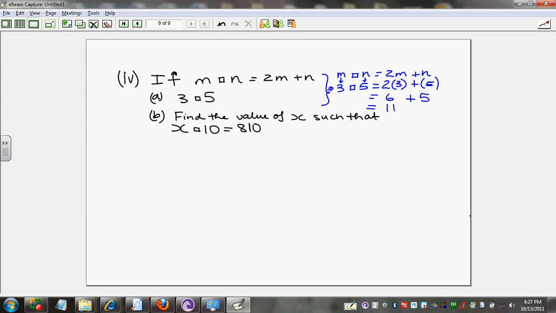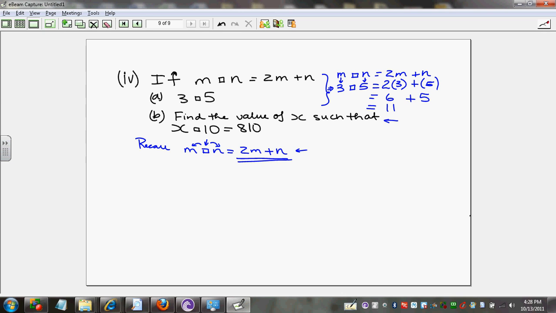In this one now that we're going to look at, it says find the value of x such that x box 10 is 810. Now, if we recall that, again, m box n is equal to 2m plus n, all this is telling us is that the box joins whatever comes before it and whatever comes after it by this relationship.